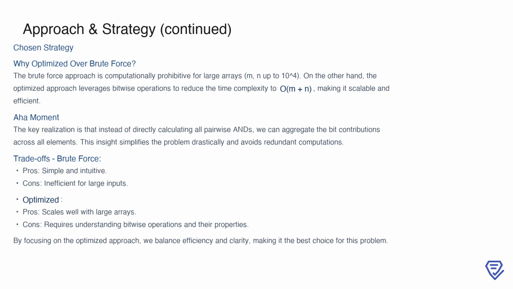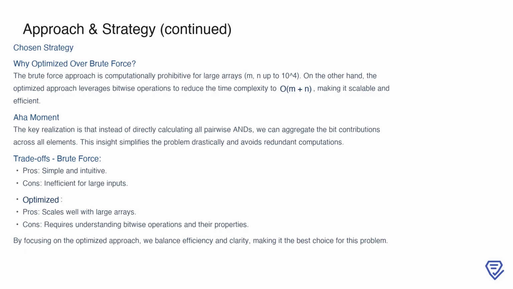While the brute force method is intuitive and easy to implement, its O(m*n) time complexity makes it computationally prohibitive for larger inputs. The aha moment here is the realization that we don't need to compute all pairwise ANDs individually. Instead, by aggregating the contributions of each bit position across all elements, we eliminate redundant computations and simplify the problem significantly. This insight not only reduces the computational burden but also highlights the power of understanding bitwise operations.